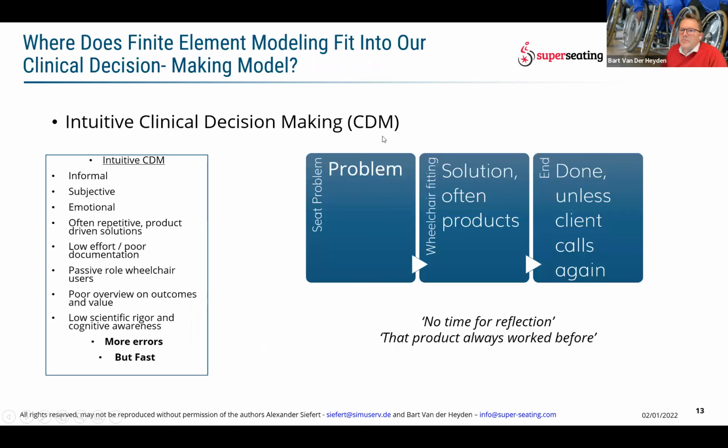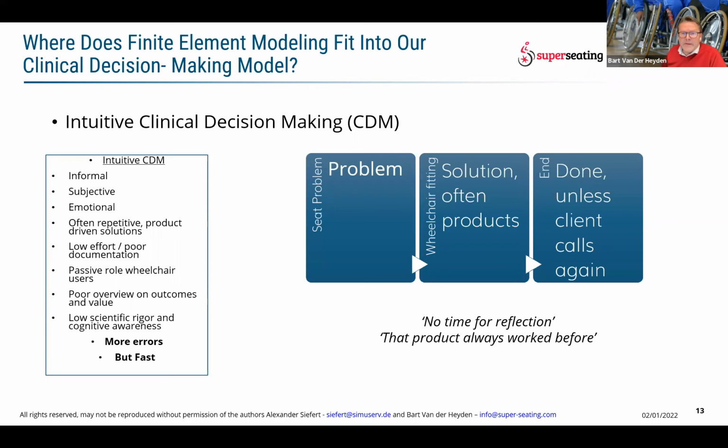Yeah, because I see people already thinking, where does all this information fit into our clinical decision-making model? So it depends. If you have an intuitive clinical decision-making model where, oh, the client is sliding, the client has a poor head position, I need a solution, I need a new back support, I need a new head support, and you're kind of done unless the client calls again. We call that an intuitive clinical decision-making model, where there's not a lot of reflection, not a lot of knowledge, not a lot of assessment on the individual needs of the client. Then I think it won't work.